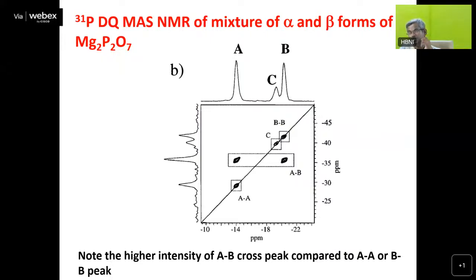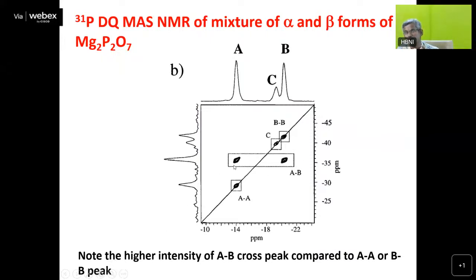what happens? You see the A peak is here, the B peak is here. BB interaction is taking place, is it not? BB coupling is taking place. B and B are interacting with each other. And AA coupling is also taking place. You can see the double quantum signal of A. But one more thing you monitor, as I mentioned here, is the intensity of the cross peaks.